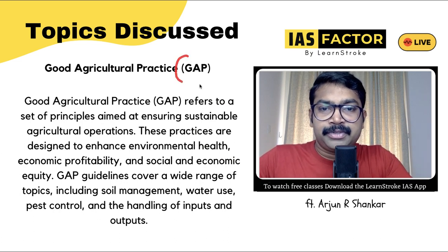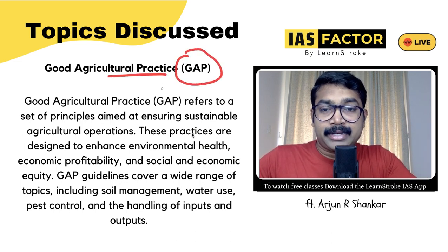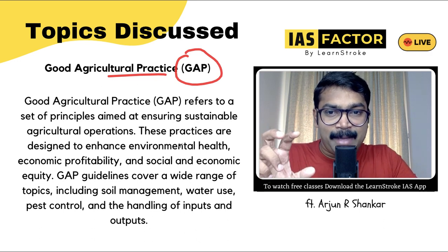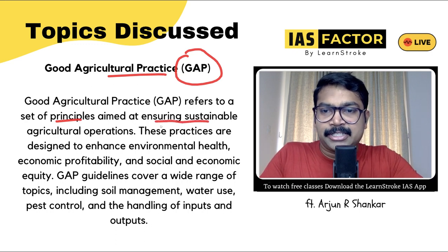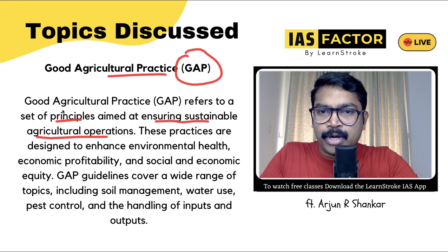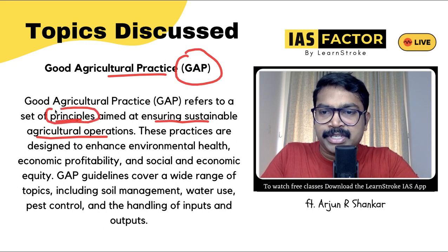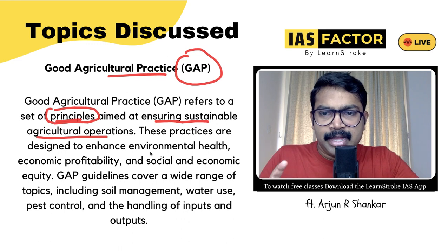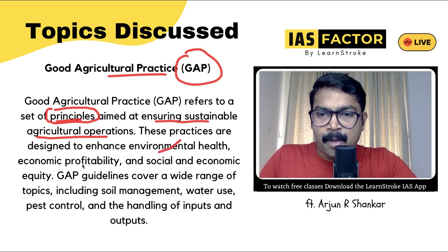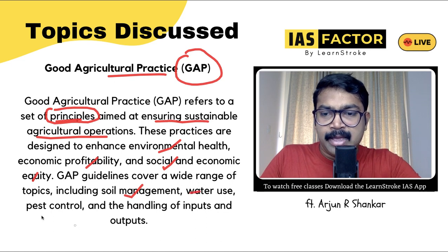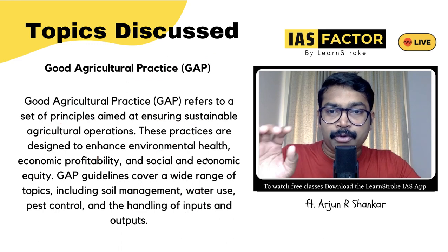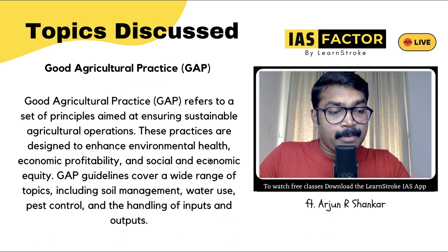And what is the concept of GAP, or good agriculture practice? In the context of agriculture, GAP refers to a set of principles aimed at ensuring sustainable agriculture operations. So that is the key. GAP means good agriculture practice, a set of principles which creates sustainable agriculture operations, like environmental health, economic profitability, social and economic equity. And GAP guidelines cover a wide range of topics like soil management, water use, pest control, handling of inputs and outputs. All this is related to components of good agriculture practice. Okay, so please remember this concept.